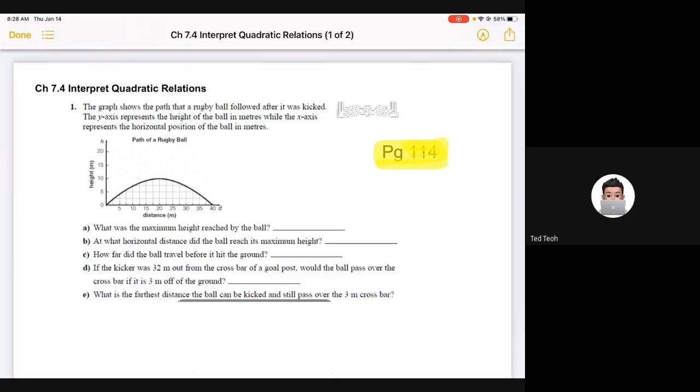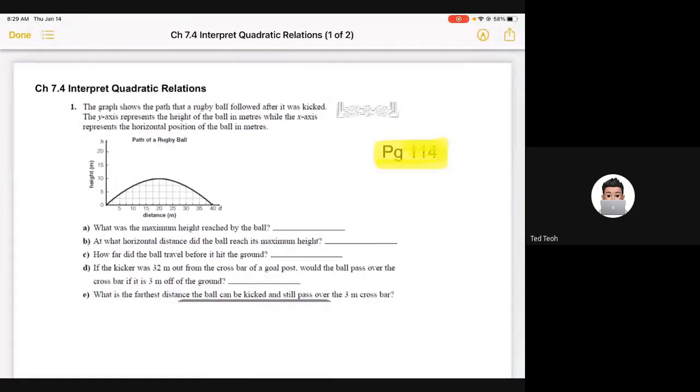All right, so on page 114, question number 1, the graph shows a path that a rugby ball followed after it was kicked. The y-axis represents the height of the ball in meters, while the x-axis represents the horizontal position of the ball in meters. Okay, so what does it actually mean?